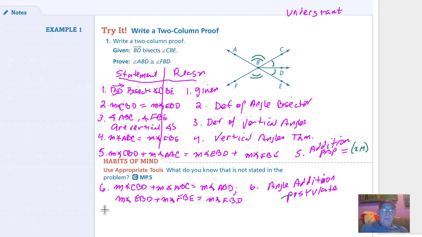Step 7, though, we're going to combine these together, since in step 5, CBD and ABC is equal to EBD and FBE. We have a substitution that we can do. CBD and ABC is the same thing as ABD, and EBD and FBE are the same thing as FBD, so I'm going to substitute those in together. So in step 7, I'm going to say that the measure of angle ABD is equal to the measure of angle FBD. And that's substitution property of equality.